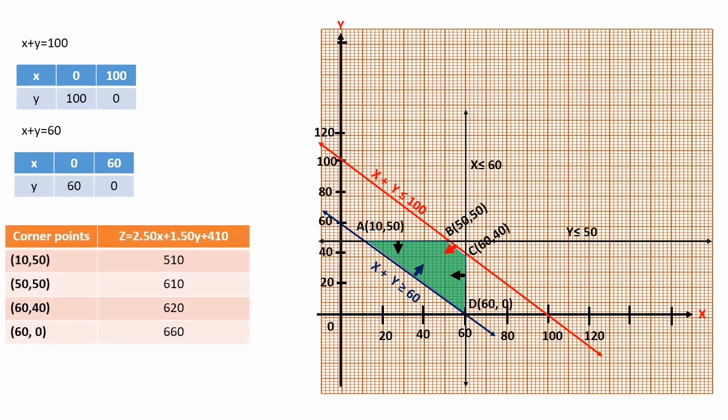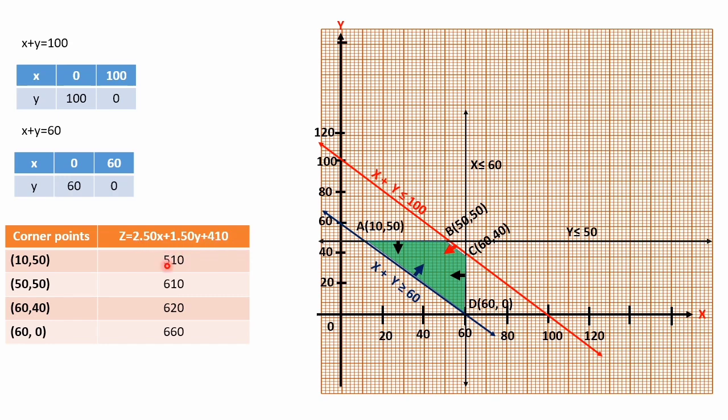And let's go for finding out the minimum value. That is, the corner points you have written first: (10, 50), (50, 50), (60, 40) and (60, 0). All the points we have written in order. Then this is our minimizing equation, that is z = 2.50x + 1.50y + 410. The x and y values you have to put here, that is 2.50 into 10 plus 1.50 into 50 plus 410.